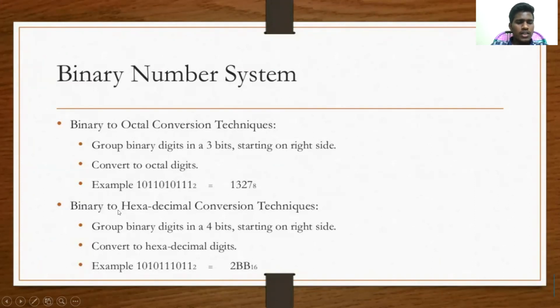Otherwise, we can also convert binary first to decimal, and then from decimal to hexadecimal.